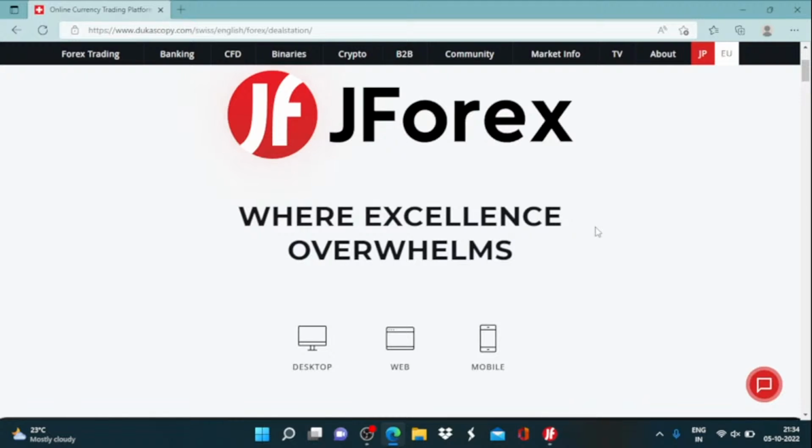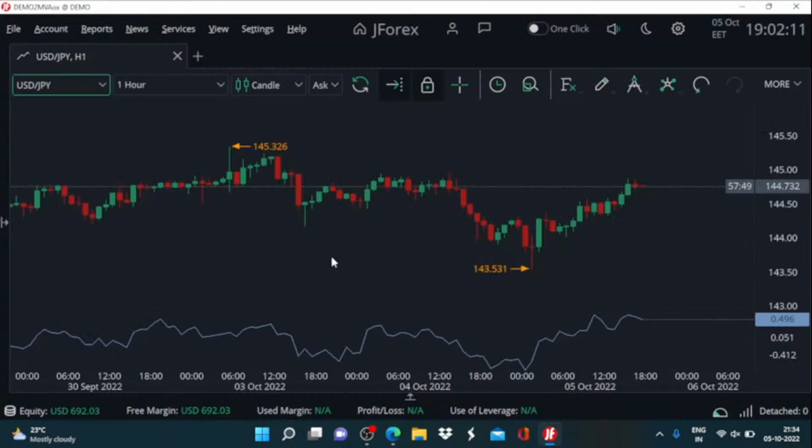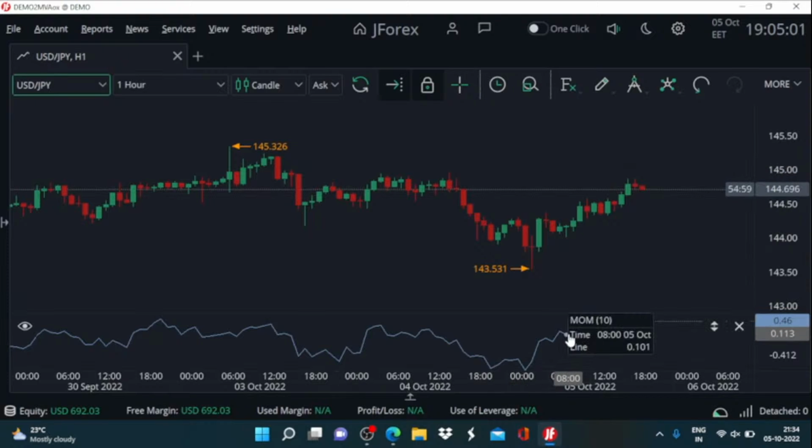So let us now head to Visual JForex, the JForex 4 platform, the newly released trading platform from Dukascopy Bank SA. This is the USD JPY chart with the candle period defined as hourly, and I have added this MOM momentum indicator with the calculation period of 10, which is also its default setting.